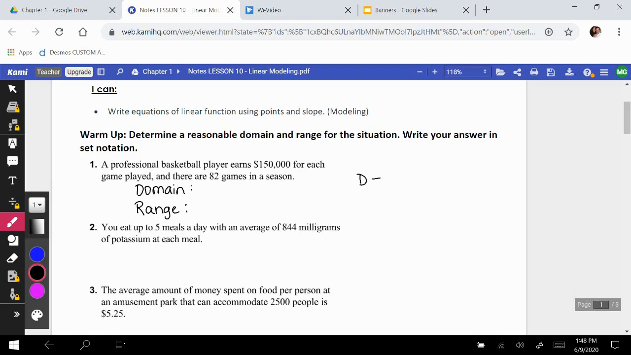Okay, domain, those are your x values or your input values. Range, that's going to be your y values or your output values. So let's talk about the number of games possible. What is the lowest amount of games that you can play? That would be 0. So the number of games you play is going to be somewhere between 0 and 82 games. What about the range?